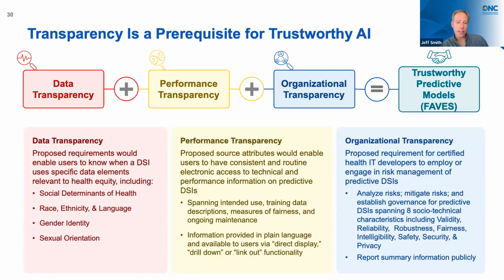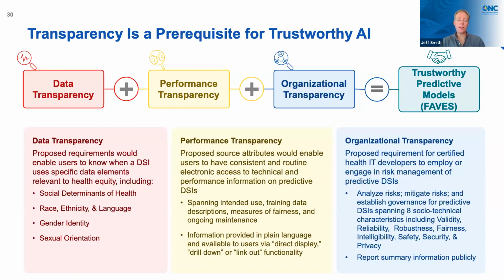So on the data transparency side, I did mention that several aspects of what we're proposing would enable users to know when a DSI uses social determinants of health data, race, ethnicity, or language data, gender identity data, or sexual orientation data. We think that those would be good to know if a DSI uses that. So not just a predictive DSI, but really any DSI, if it uses SDOH, it might be good for users to know that that's being used in the DSI.